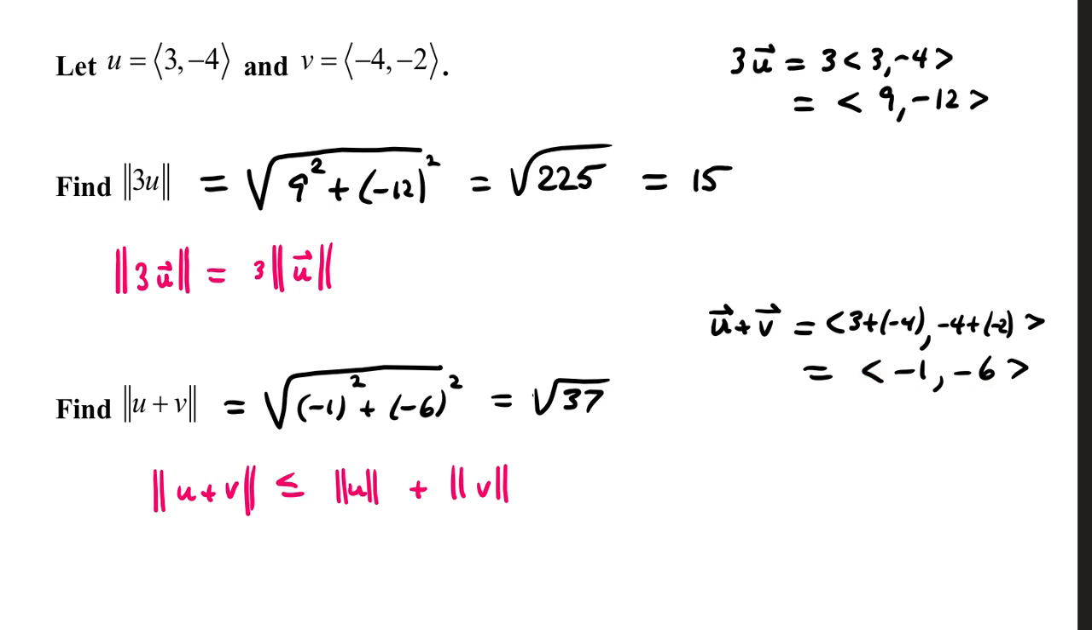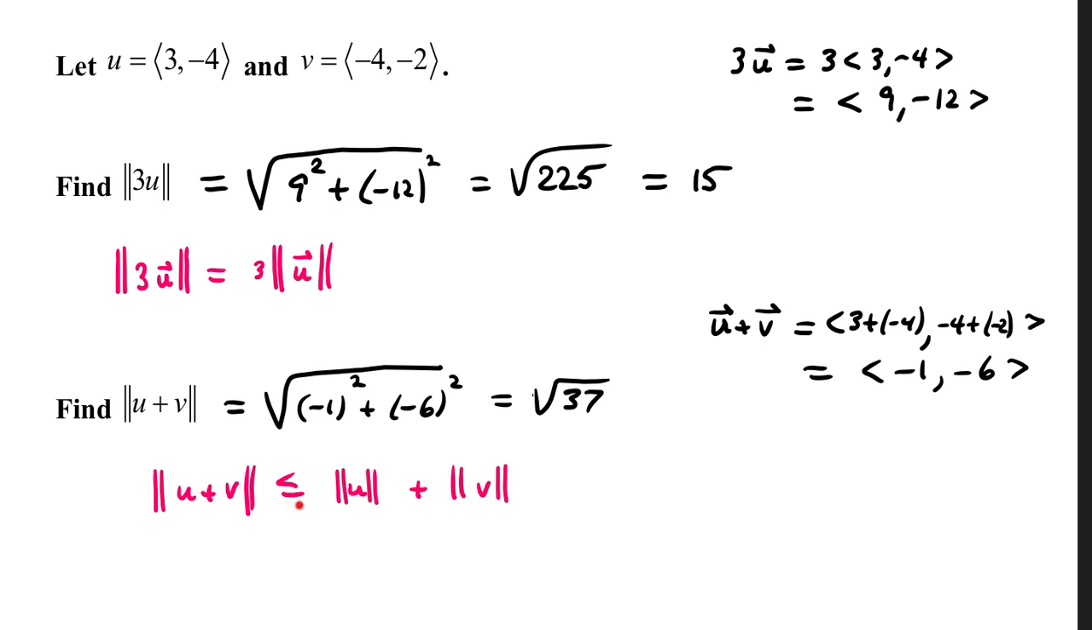Once you know component form, to get magnitude, you're going to square each number and add them up. -1 squared plus -6 squared, that's 37. That's a prime number, so no way it's going to square root nicely. Square root of 37. This is called the inequality property.